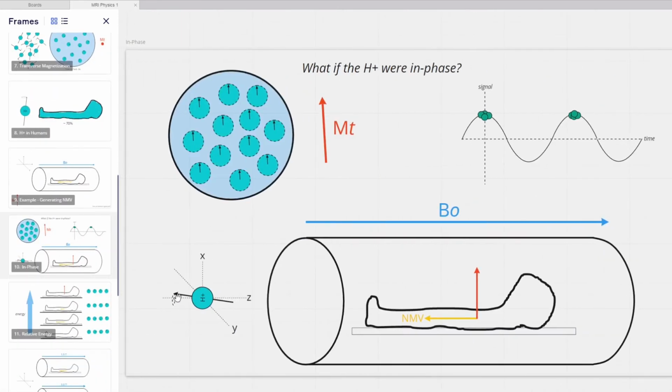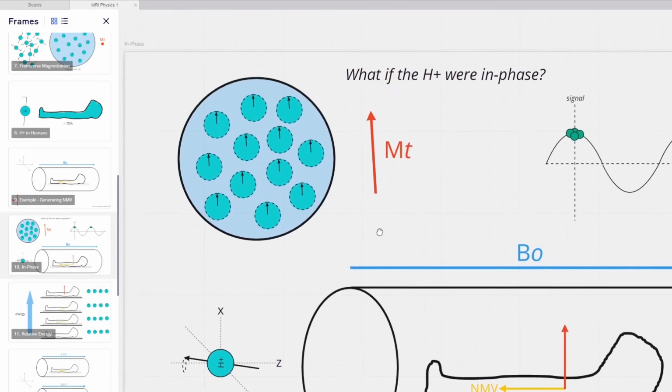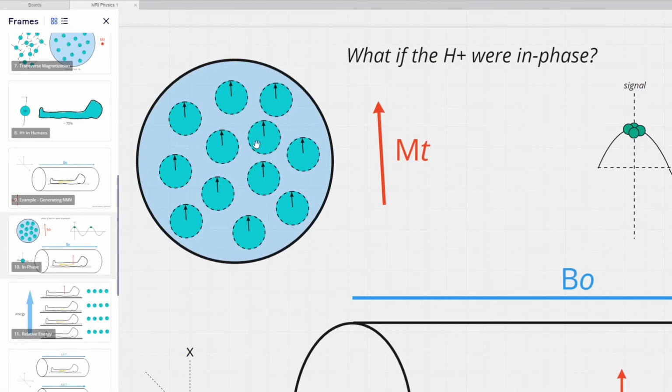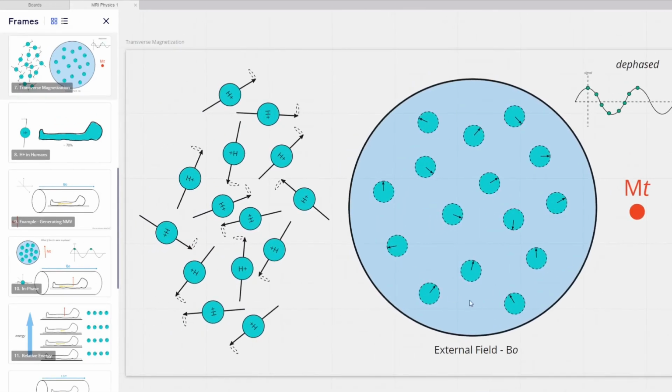So if we could figure out a way to look at that signal, we might be in business. And the way to do that is, if you remember, the reason why we don't have any signal in that transverse, in that shorter axis, is because all of these guys look like this in the external field. They're all pointing different ways. They're all at different points in their cycle.